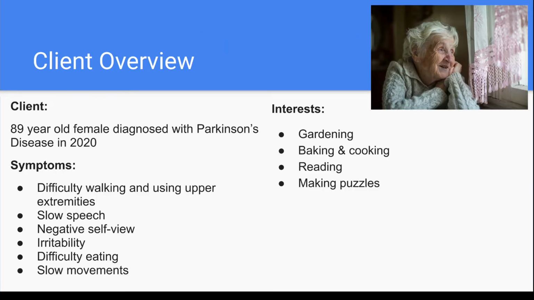The client we interviewed is an 89-year-old female diagnosed with Parkinson's disease in 2020. Some of the symptoms she's experiencing are difficulty walking and using the upper extremities, specifically her right arm, leading her to have to use her left arm during functional tasks. She has slow speech, a negative self-view, irritability, difficulty eating due to decreased coordination in her upper extremities, and slow movements. Some of her interests include gardening, baking and cooking, reading, and making puzzles, which have all been affected by her symptoms of Parkinson's disease.